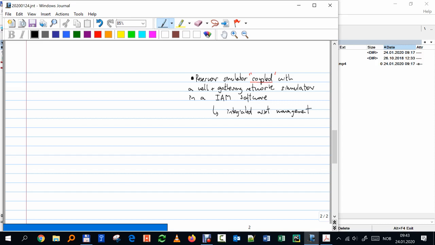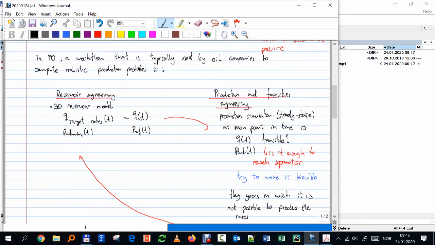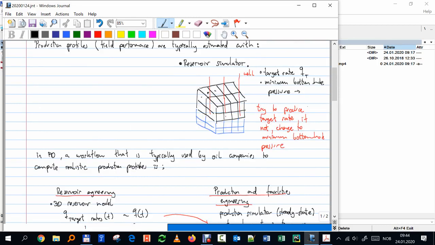Okay, so let me just write here some examples of reservoir simulators. One of the most famous is Eclipse. You have CMG. You have the new version of Eclipse, which is Intersect. Okay, what else do we have? Nexus. What else?